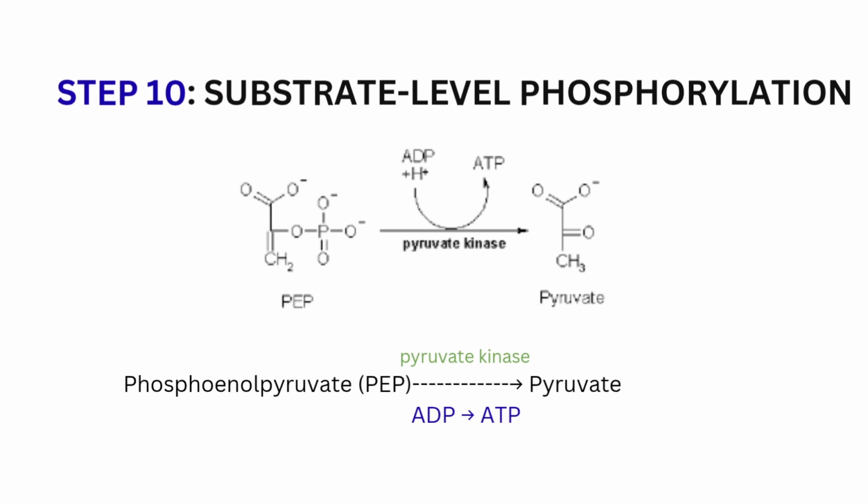Since ATP is formed directly from the substrate without the involvement of the electron transport chain, this step is also an example of substrate level phosphorylation. This is an irreversible reaction and the final product formed is pyruvic acid, also known as pyruvate. With this step, the glycolytic pathway is complete.